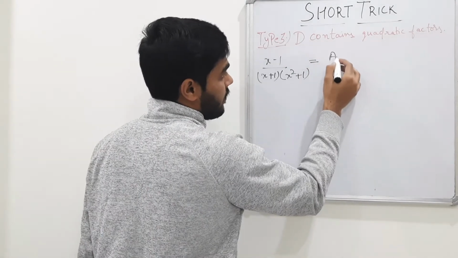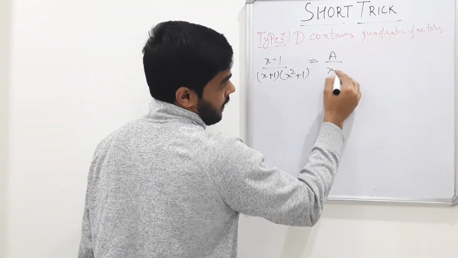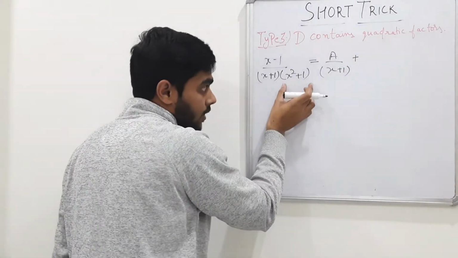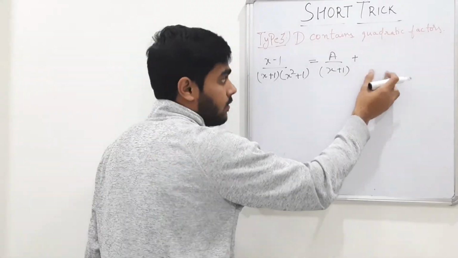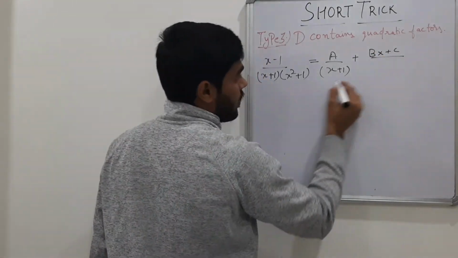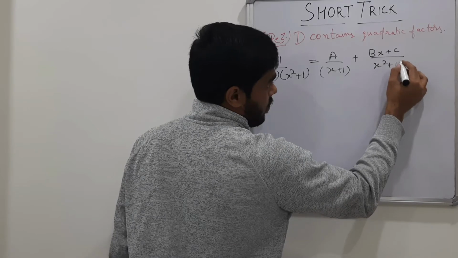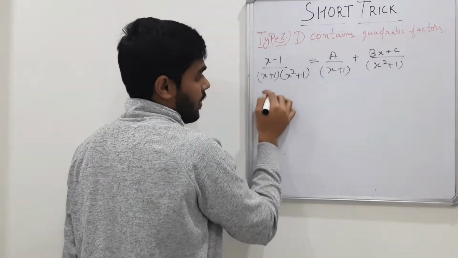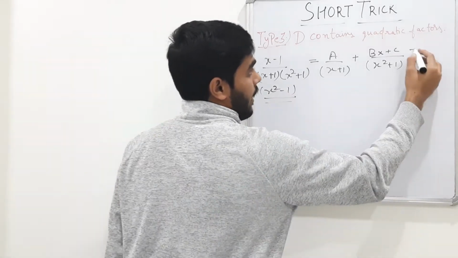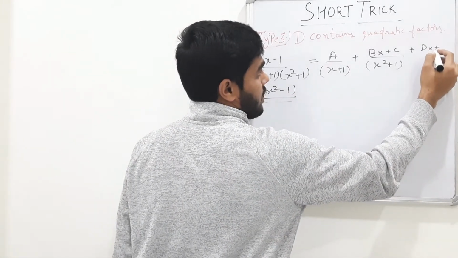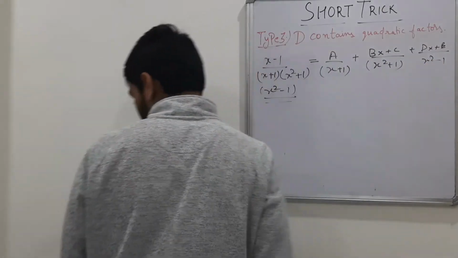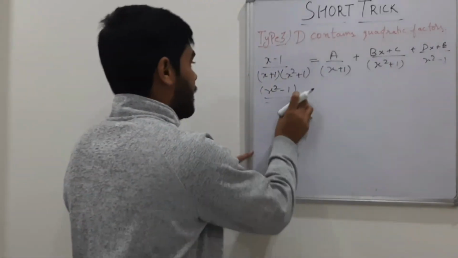Now you will write, this is a linear factor, so you will write same like this, which I have told you before. And for writing the quadratic factor into the partial fraction form, you will write this bx plus c upon x square plus 1. So in the question, if there is another quadratic factor like x square minus 1, so you will write like this dx plus e upon x square minus 1. So this you will expand like this.